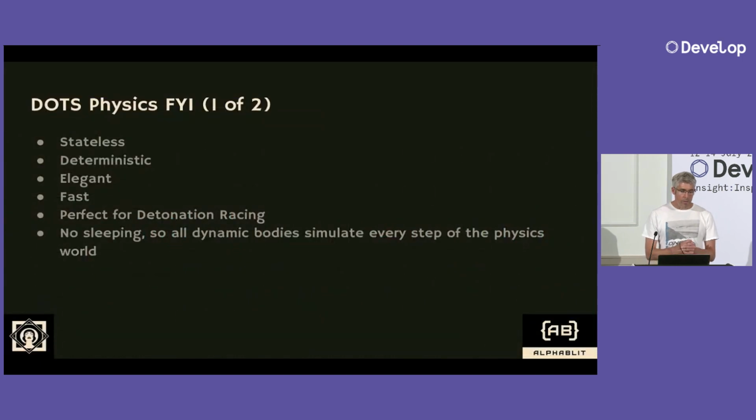So just some notes for DOTS physics. It's stateless, which means that internally it doesn't maintain any state outside of build physics world and export physics world. That means no overlapping pairs cache, no bounding volume hierarchy cache, or any of that stuff, which is great for determinism. It has an elegant design, and it's really quick. And it turned out to be the perfect physics system for Detonation Racing.